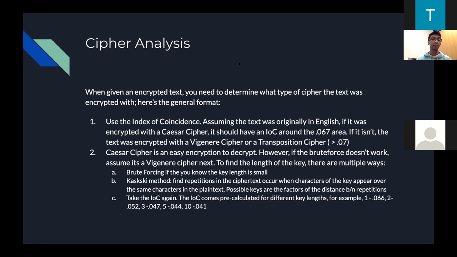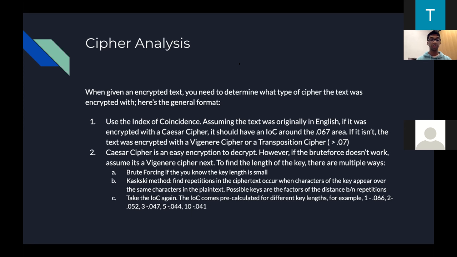And if none of them return an actual English-worthy text, I can assume it's probably a Vigenère cipher, where it's not just A through Z but actual keys, phrases like K-E-Y as the key for the encryption, or it's a transposition cipher. That's when the index of coincidence is greater than 0.07. So just know what a transposition cipher is. We haven't really applied it much in class.